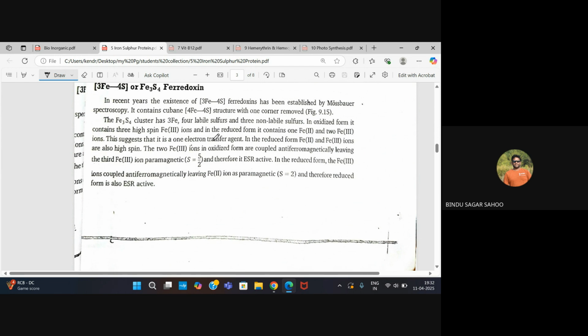So that means it is a one electron transferring agent. If one iron is reduced, then we can say this is a one electron transferring agent.